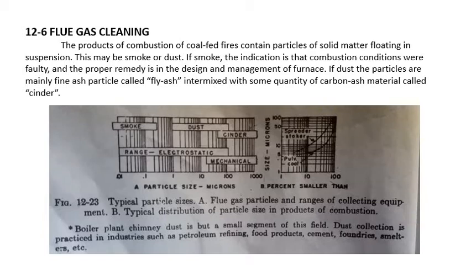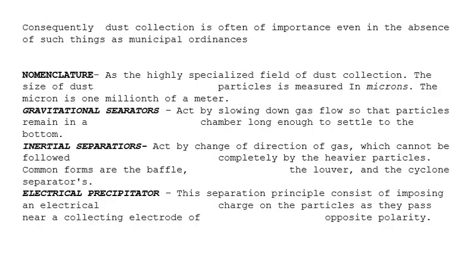called cinder. So this figure shows the typical particle size. A: flue gas particles, ranges of collecting equipment. B: typical distribution of particle size in the products of combustion. So A is the particle size in microns, B is the percent smaller than. Consequently, dust collection is often of importance even in the absence of such things as municipal ordinances.